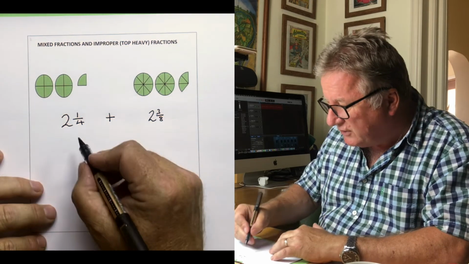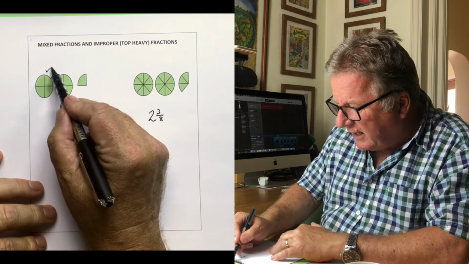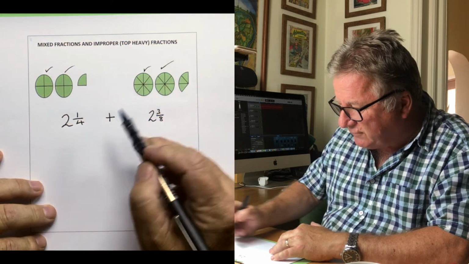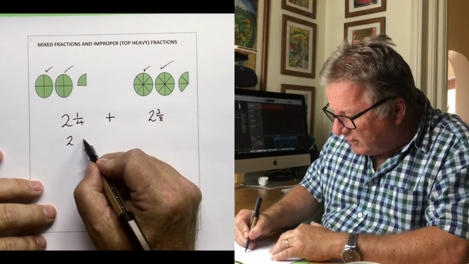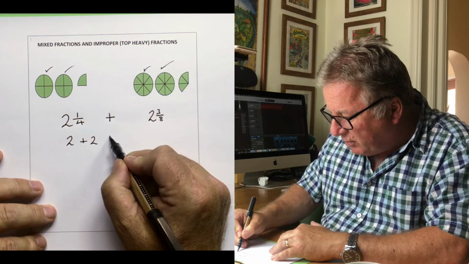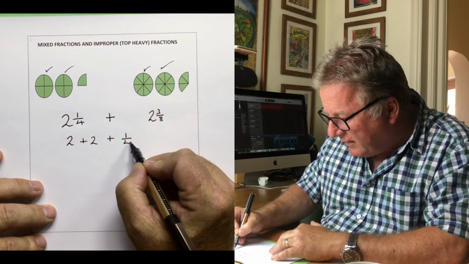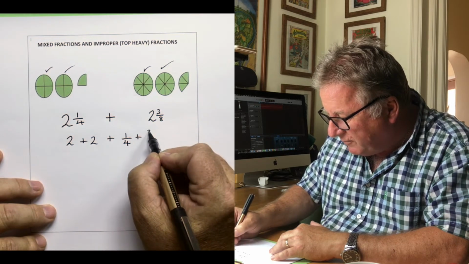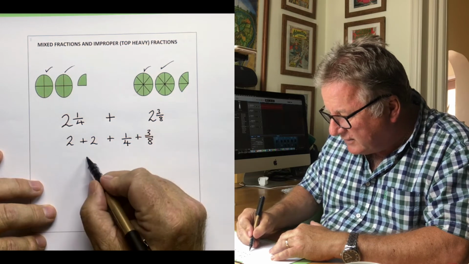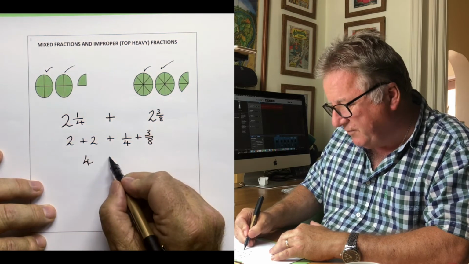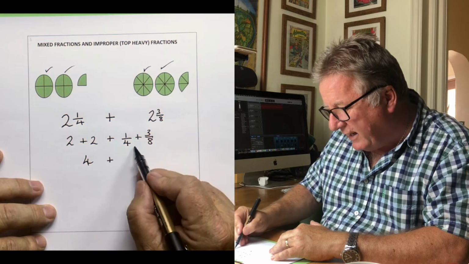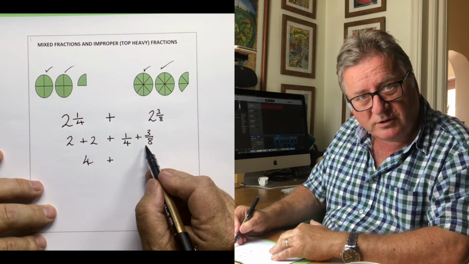The first approach is to consider, well, I can add those whole ones straight away, that's 4. So I've got 2 plus 2 whole ones plus 1/4 plus 3 eighths. Okay, so that's 4 whole ones. Then, if I add these two together, I make the bottom the same.